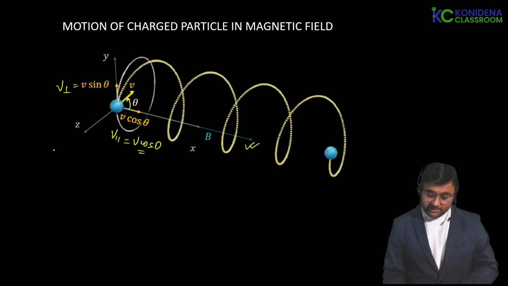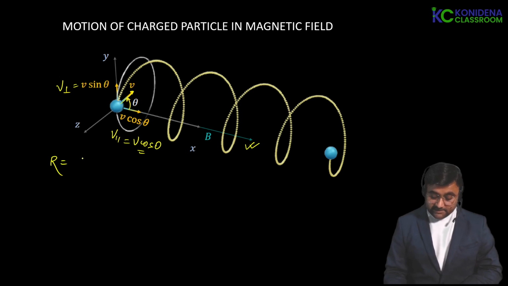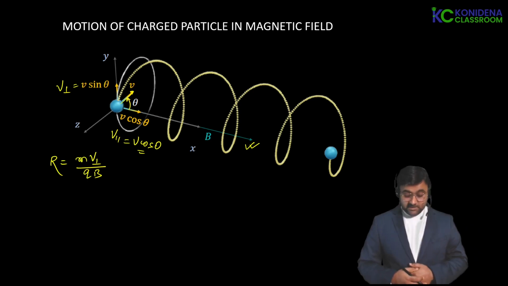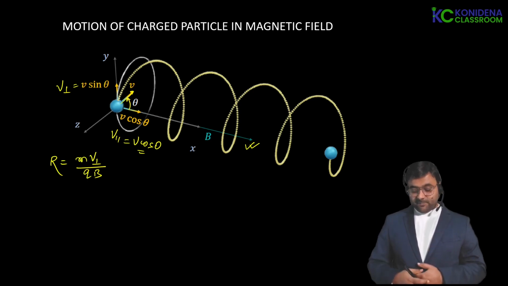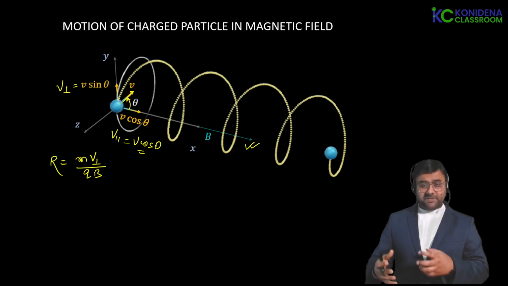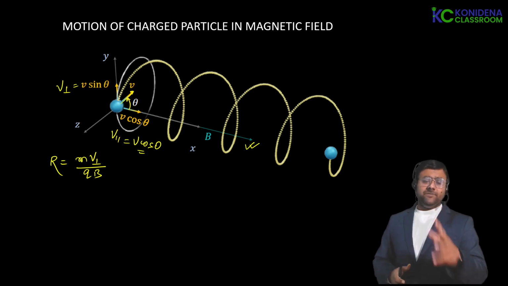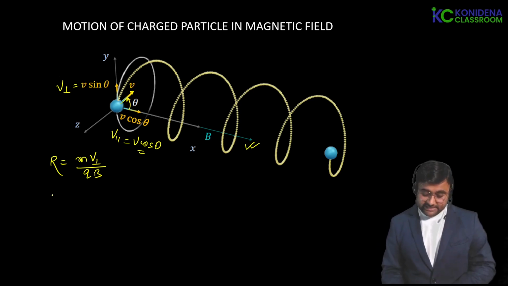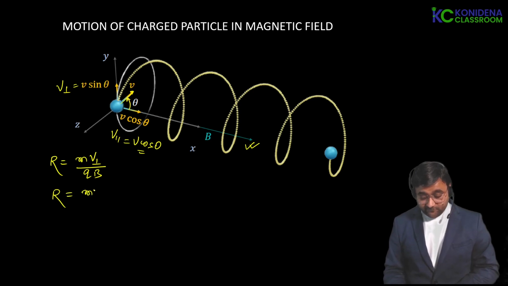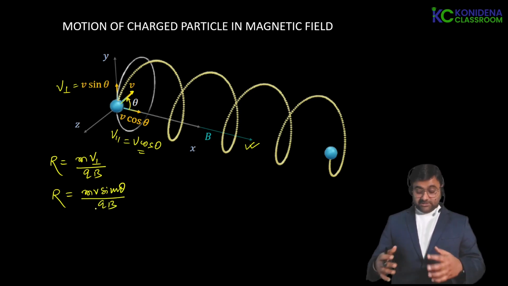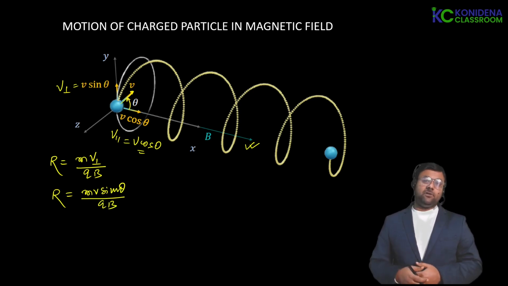If you talk about the radius of this path, the radius was m times v perpendicular by qB that we have seen in the previous case. Okay. So this is your radius, m v perpendicular by qB. Now what is v perpendicular here? That is v sine of theta. So we can say the radius is going to be m v sine of theta by qB. Okay. So this is the radius of that circular track.